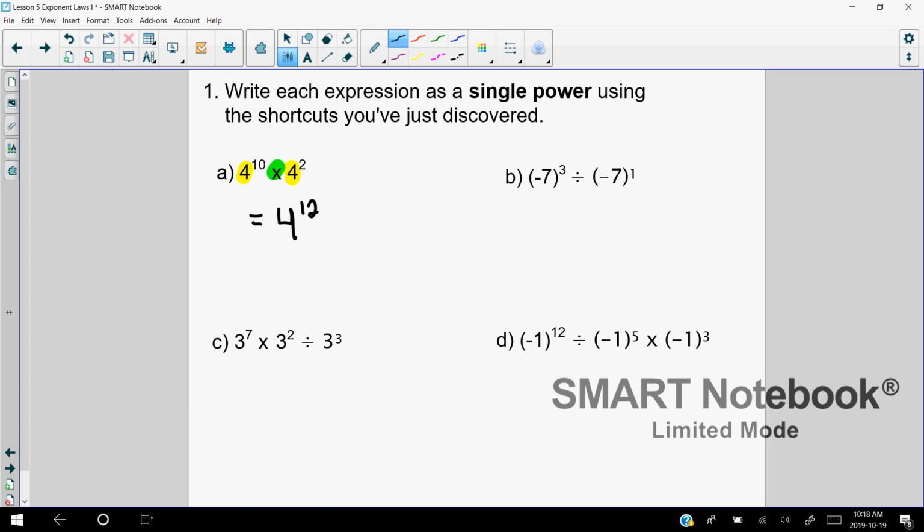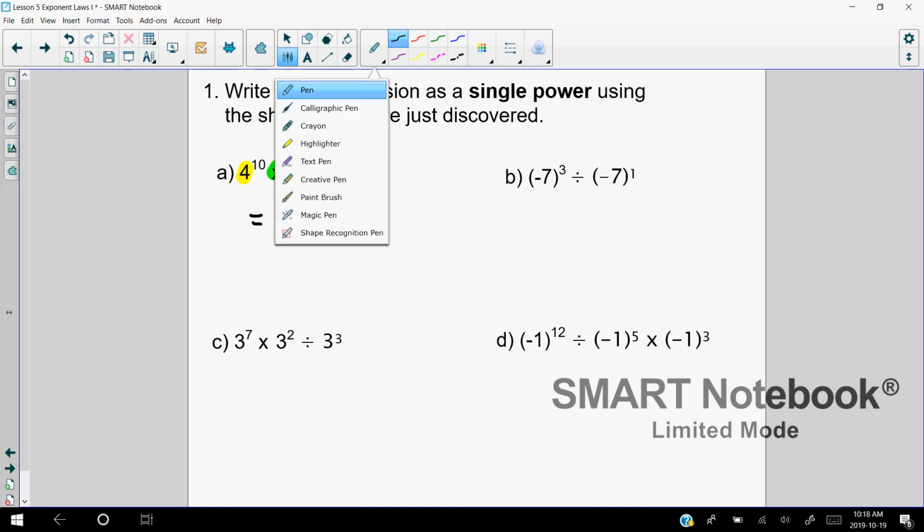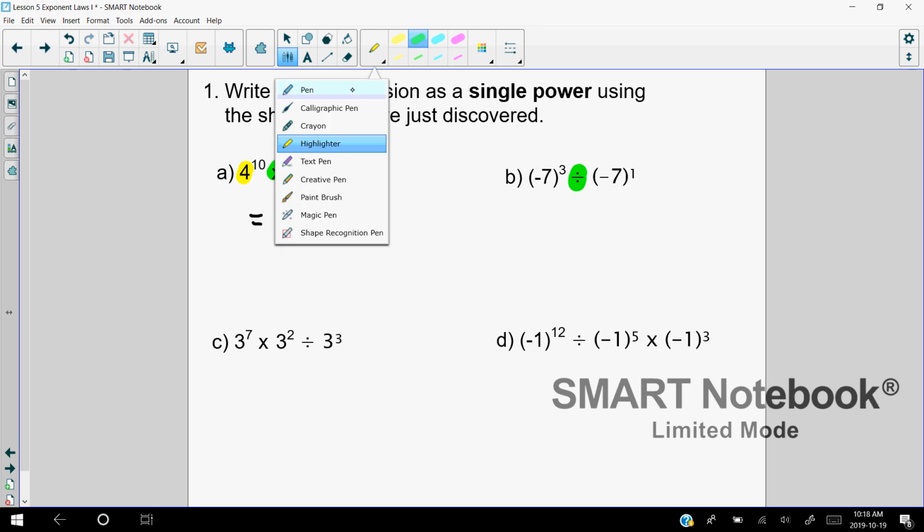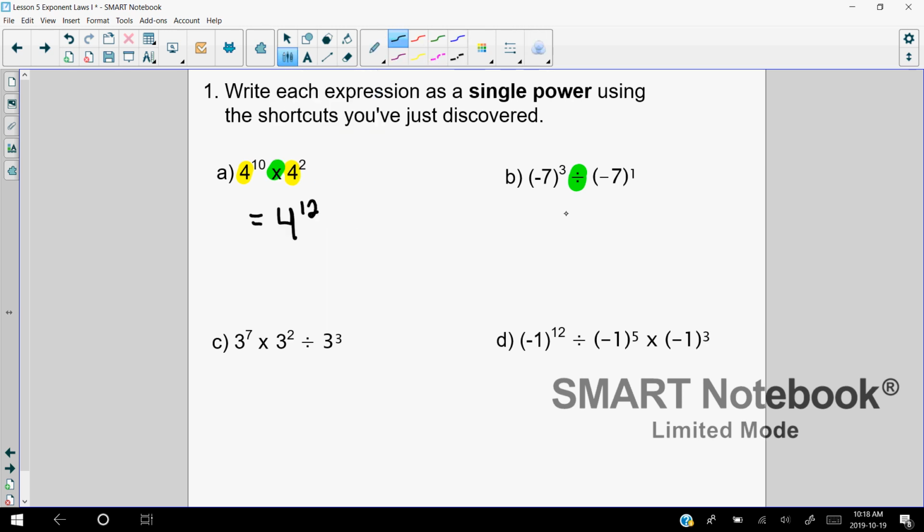All right, next one, I look to check to make sure my bases are the same. Both of them have the base of -7. Then I check to see what operation I'm doing. In this case, it's division. So I'm going to use my quotient law. Quotient law says I keep the base the same and subtract the exponents. -7 in brackets to the power of 2. Don't forget the brackets. If you don't have the brackets in, your answer is wrong.